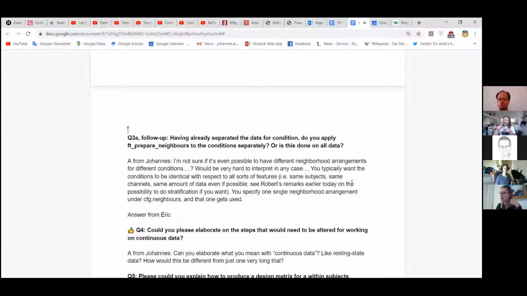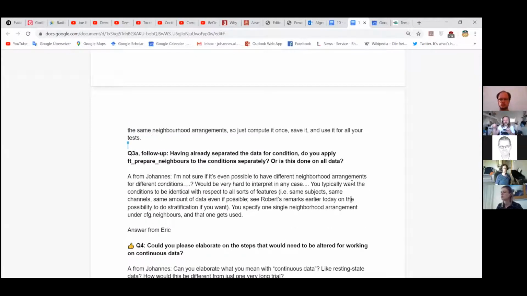So FT prepare neighbors takes the data structure as input, but actually the only thing that we care about is in data.grad, the gradiometer definition, because that is where the spatial information about the MEG channels is kept. If we would do it on EEG data, then often we have the electrodes in a separate structure because they're not stored in the same file, and then we would specify it differently. So it is something that you only have to do once for your whole experimental setup.